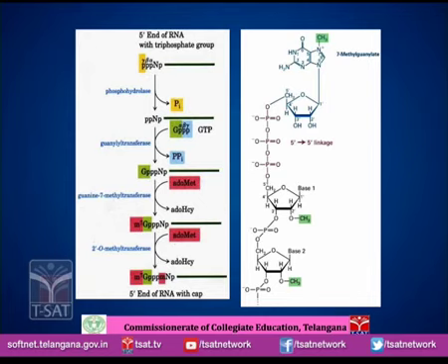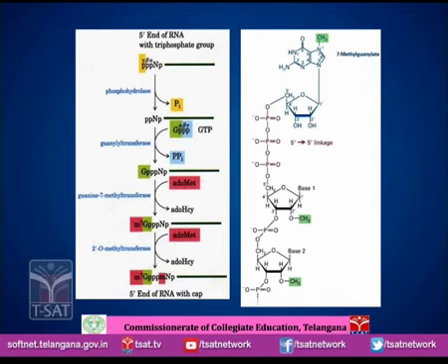There is an enzyme, which we call RNA triphosphatase, or phosphohydrolase. That phosphohydrolase can break the bond between beta and gamma, where the pyrophosphate can be released.